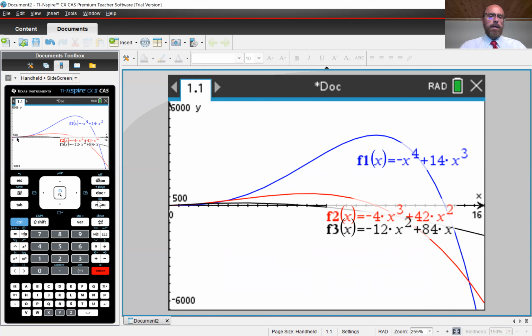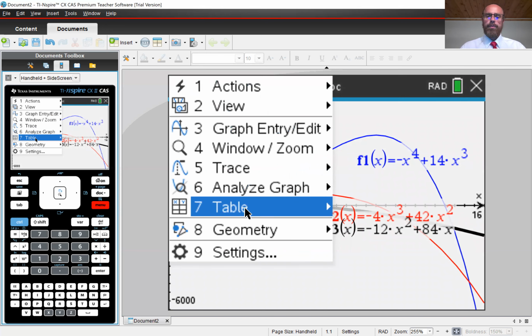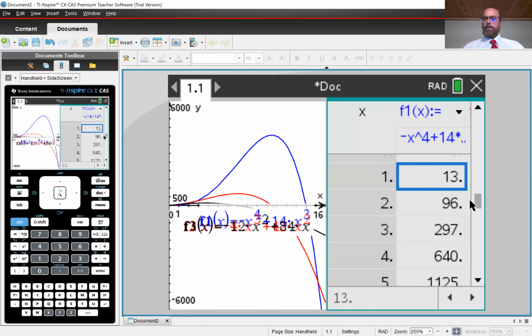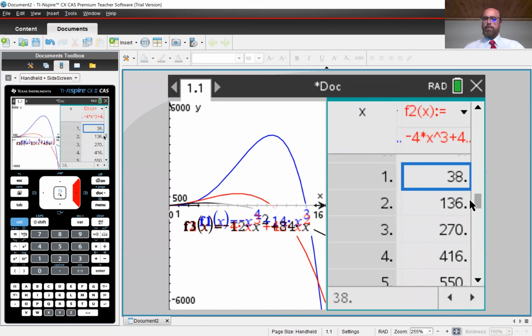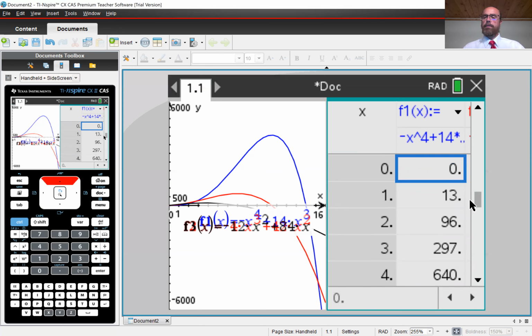So all that to say, I want to graph these on our screen. Let me get a table. So here I'm going to get a split screen. And what I'm going to do is I want to record all three values. So for the first entry here, which was our acceleration, I got 0, 0.